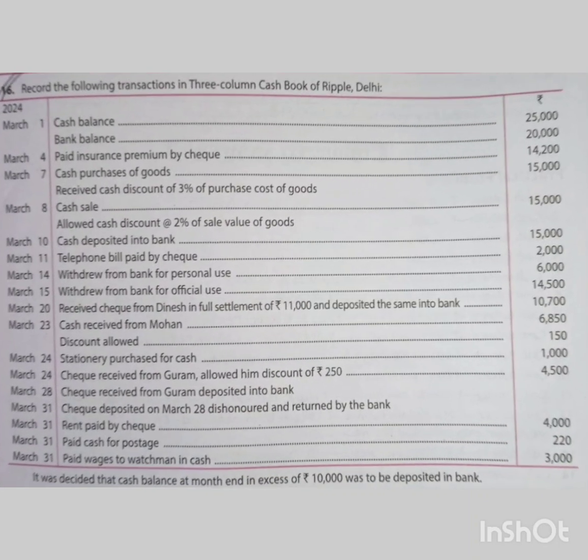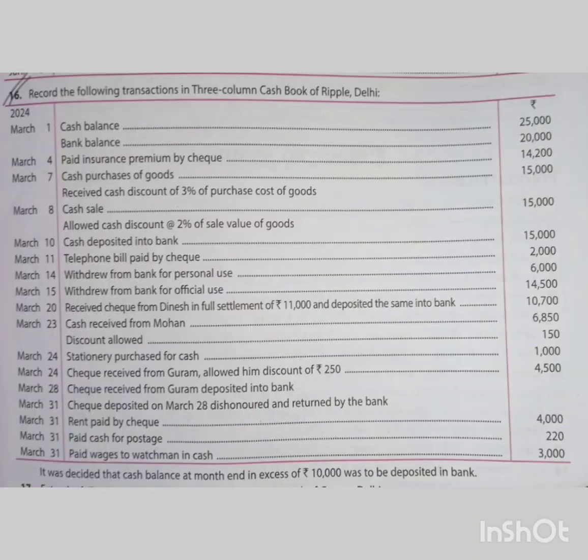In this sum we are seeing a cash book. The question is shown on the screen: Record the following transaction in the 3-column cash book of Ripple Delhi. This is the question which is given, and we'll be solving it out.